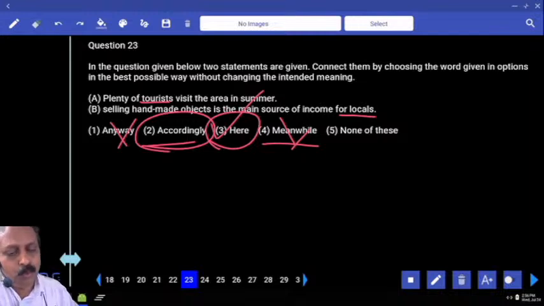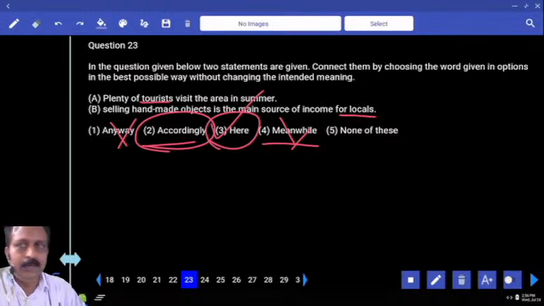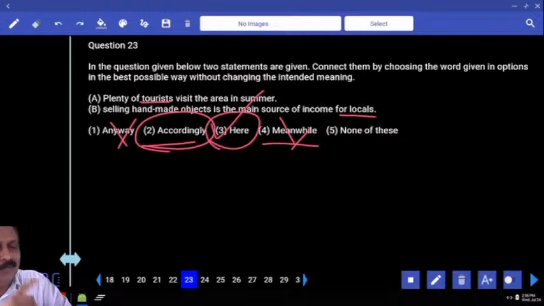Accordingly, tourism is very popular here would have been correct. I will give you an option because some students are not convinced. That's my gut feeling. Plenty of tourists visit the area in summer. Accordingly, tourism is very popular in summer in that area. This makes sense or no sense?